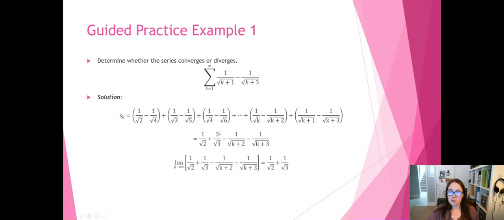And then the first 2 terms are just constants. So this limit is just going to be 1 over root 2 plus 1 over root 3. Now, that's not the prettiest number in the world, but it is a real number. So I can say that this series converges.